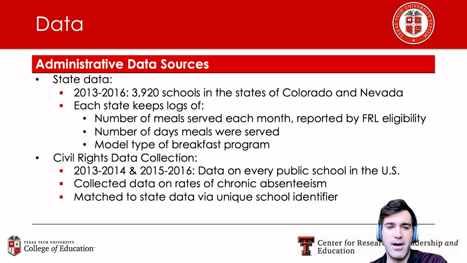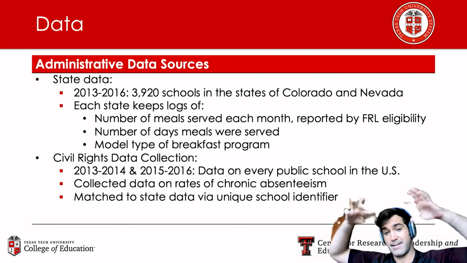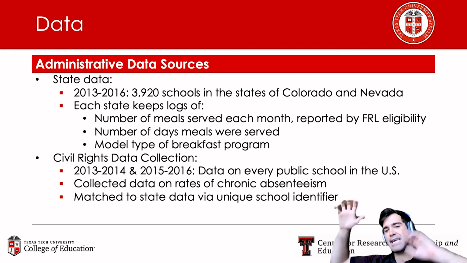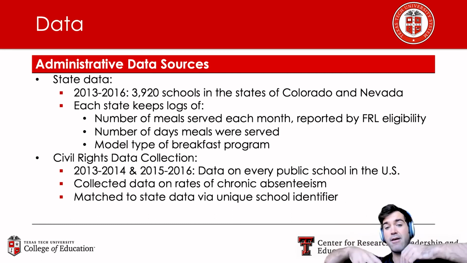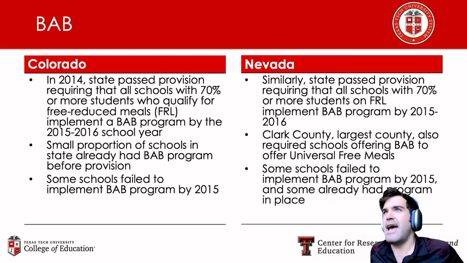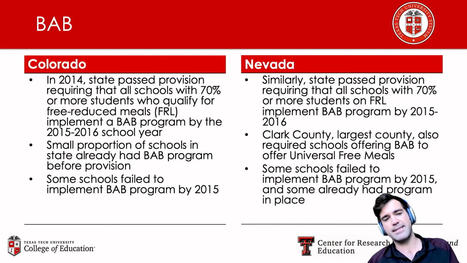And we also had data from the Civil Rights Data Collection at the United States federal government level, which is collected to measure every school's and school district's rate of chronic absenteeism. And so I was able to link these two data sources together in order to answer my research questions. Now, why Colorado and Nevada, you may be asking, and how were we able to actually tell whether or not breakfast after the bell had an effect?